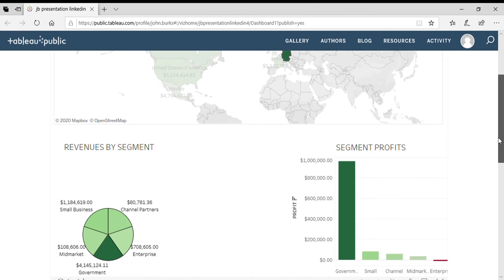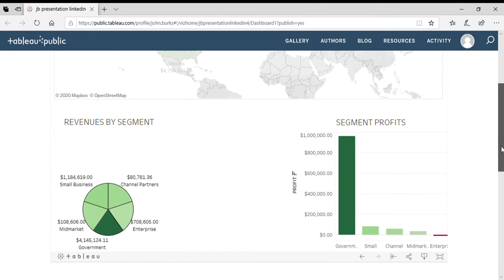And so when you click on Germany, what we see is, again, it's color coded. You have your government, you have your enterprise, channel partners, small businesses, revenues by segment, okay? And then you have your segment by profits, which is kind of following the same trend as everything as a whole. But with this particular segment, you notice you're receiving a lot of profit from the government. And again, your enterprise is still causing you a problem, but it's only a small fraction of the loss overall.